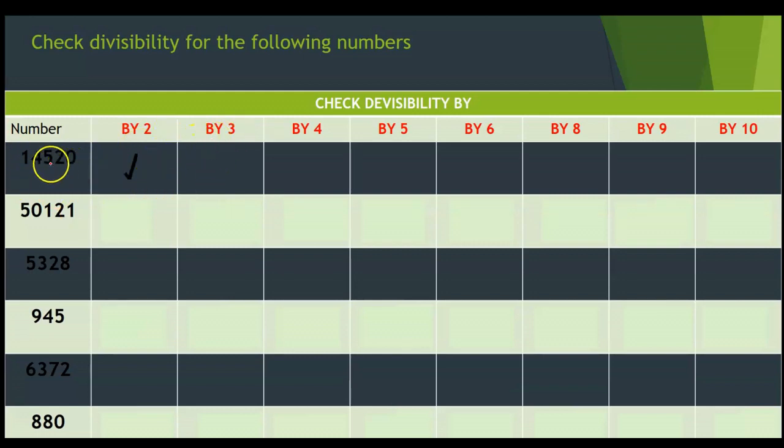Is it divisible by 3? Let's find the sum of all the digits. 1 plus 4, 5, plus 5, 10, plus 2, 12. Is 12 a multiple of 3? Yes, then it's divisible by 3. What about divisibility by 4? I will look at the last two digits. Is 20 a multiple of 4? Yes, of course. Then the whole number is divisible by 4. What about 5? It ends with 0, then it is divisible by 5. What about 6? Without looking, the number is divisible by 2, as you can see, and divisible by 3. So it is divisible by 6.